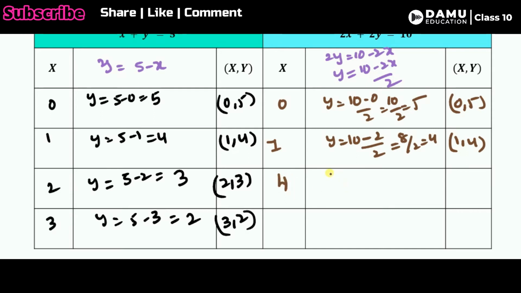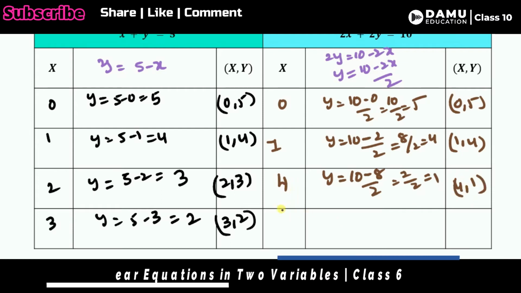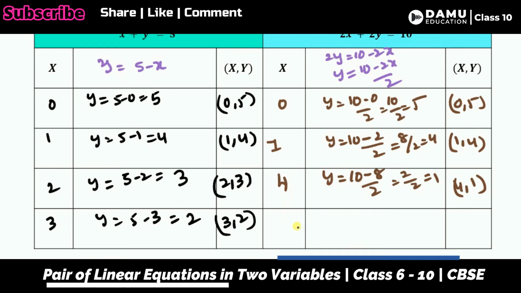Let's keep x as 4, then what answer will we get? 10 minus 2 fours are 8, so 2 by 2, that is 1. Then 4 comma 1. So we get a straight line which will be in the first quadrant and second quadrant.